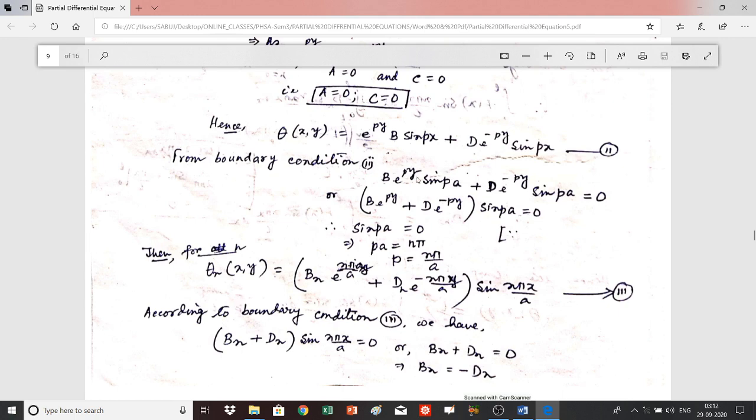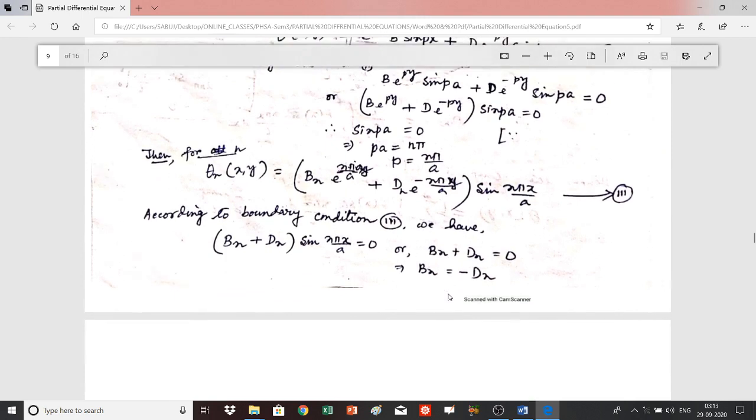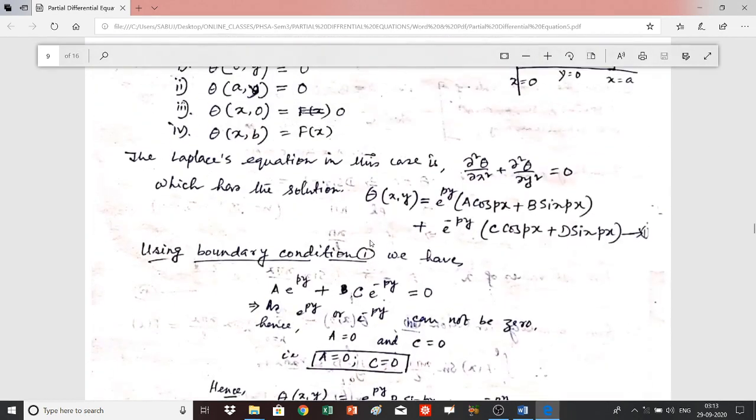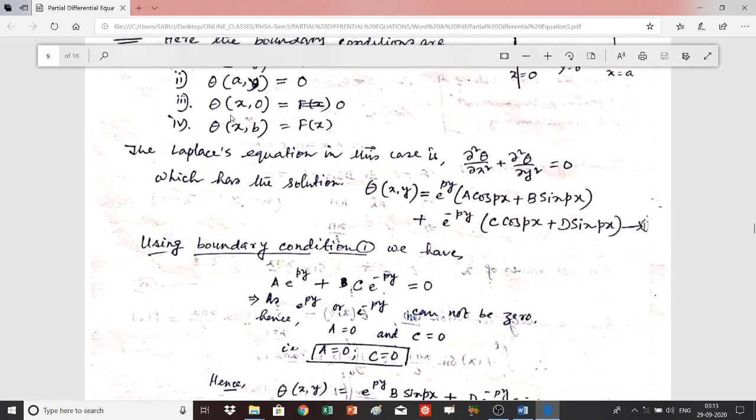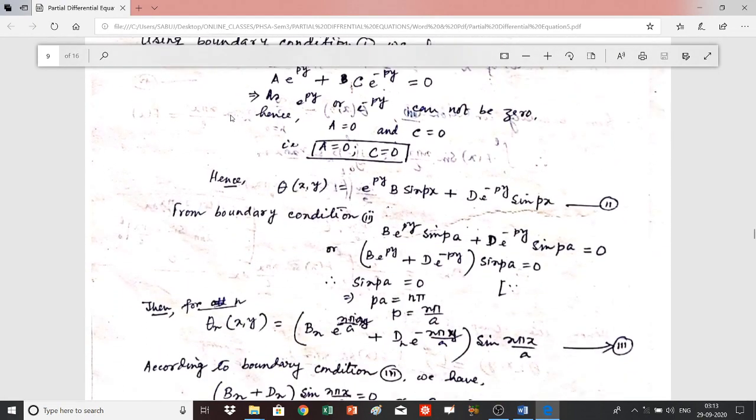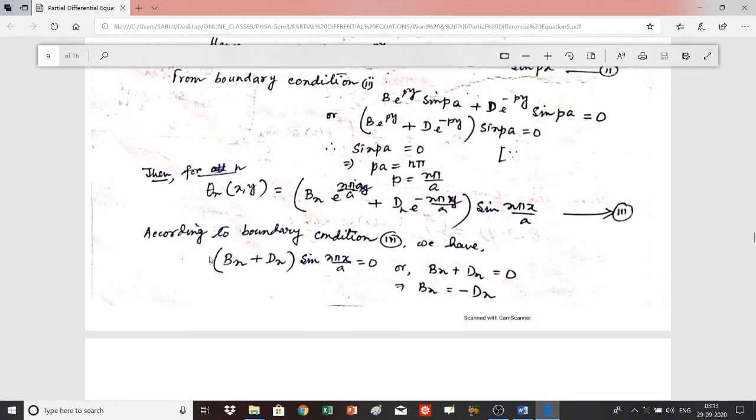So from this relation, if you write the value of p, then you will have this. And if you take all these values, then B should be replaced by Bn. Now, according to boundary condition number 3, that is theta x 0, when y is equal to 0, theta equals 0. That will give you Bn plus Dn sin n pi x by a equal to 0, or Bn plus Dn is equal to 0, or Bn is equal to minus Dn.